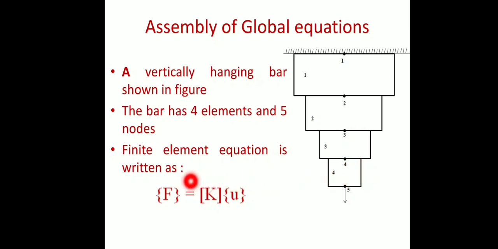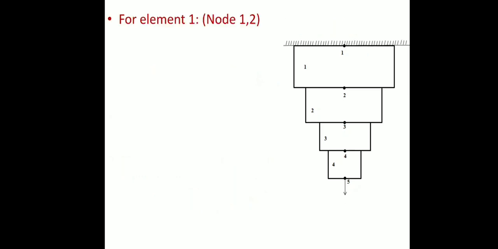The finite element equation is given as F equal to K into U, which was discussed in the previous presentation. Now we are going to form the element stiffness matrix for each element. We derived the element stiffness matrix in the previous presentation, and today we are discussing how that is assembled.